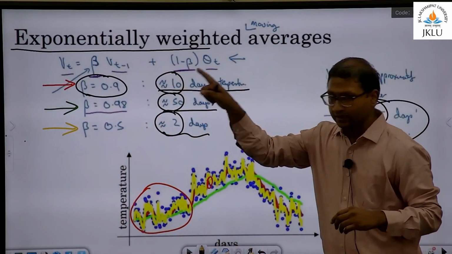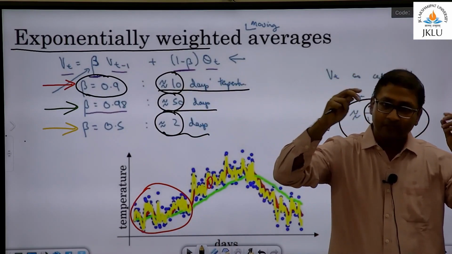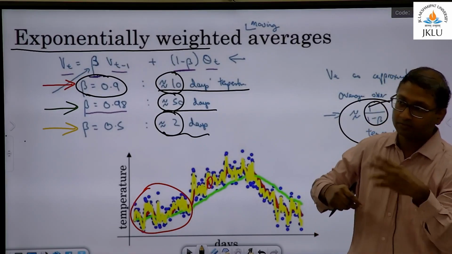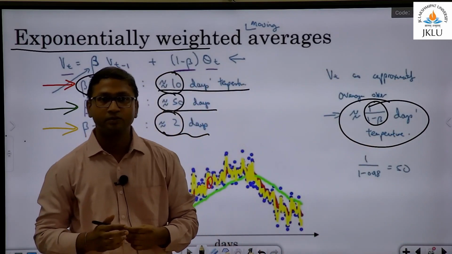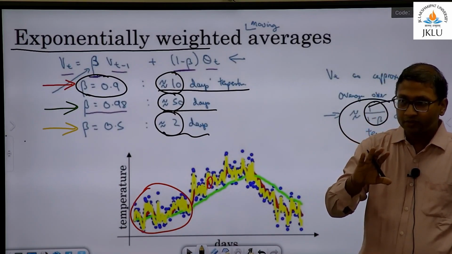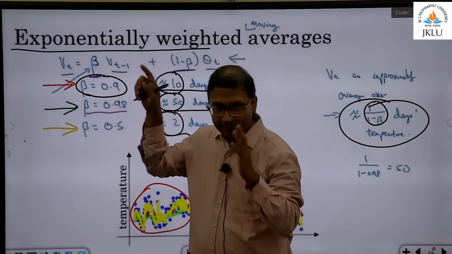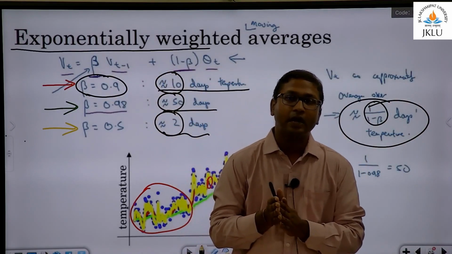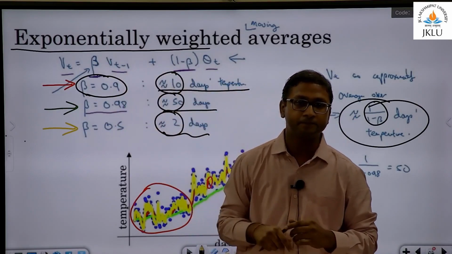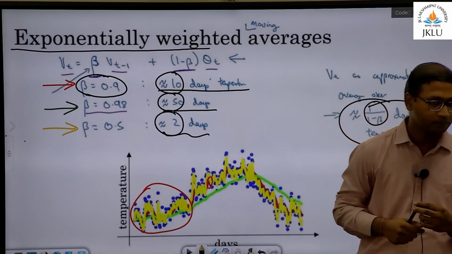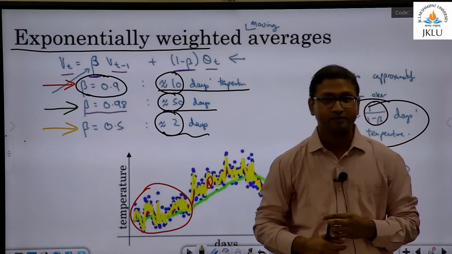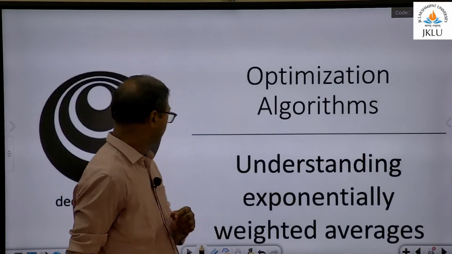Even in this history, will importance be given equally to yesterday's temperature versus the temperature 10 days ago? Equal weightage? Sure? Everybody understands the question? My question is, when you compute this, beta is let's say 0.9, then we are agreeing that you are looking at the last 10 days of history. Are you giving uniform weightage to every day's history? Okay, so you are actually not.